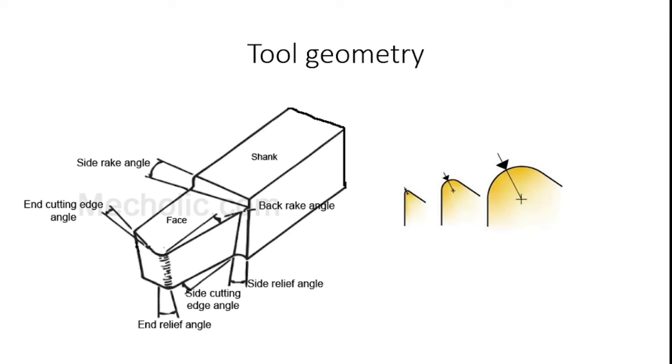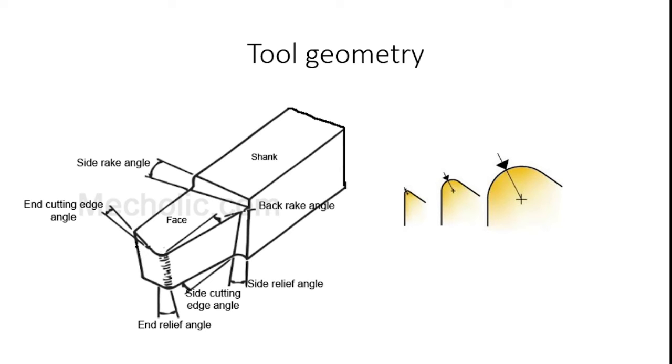So what is meant by end relief angle? The angle between the plane normal to the base and the end flank is called the end relief angle. Why we need this angle? This angle generally prevents the rubbing between the work material and the cutting tool. From this we can avoid higher heat generation, and very large end relief angles lead to the breaking of the cutting edge. So we should maintain the optimal level of relief angles.